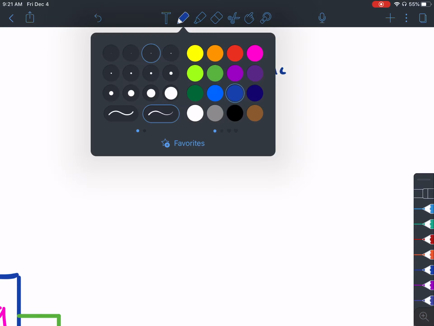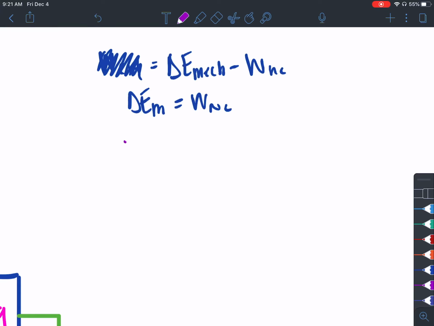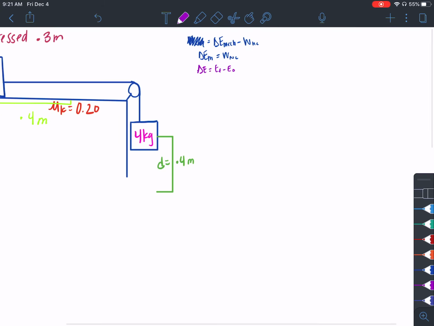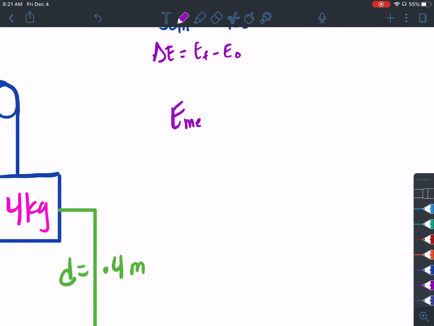If we talk about our change in EMEC, it's really important to remember that a delta is our final minus our initial. So we need to figure out what our EMEC is at the final and at the initial. The different things that are going to give us mechanical energy here are the potential of the spring, the gravitational potential, and the kinetic. Those are the three things that are going to make up our mechanical energy.